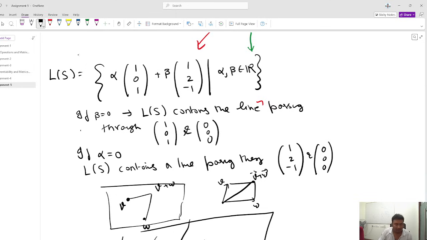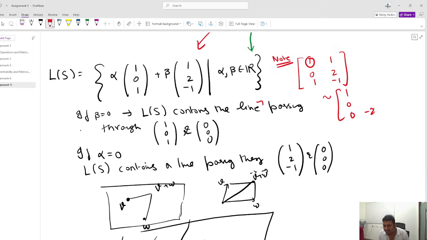Note one more thing, which I haven't told you, but it is important. Take 1, 0, 1 and 1, 2, minus 1. What if 1, 2, minus 1 could also be written in terms of 1, 0, 1? Then it would be a line, right? But you cannot write it. So what is the rank? You make this 0. So 1, 0, 0, this is minus 2, 2, 1, I mean 1. So what is the rank? Rank is 2. So these two vectors are linearly independent.